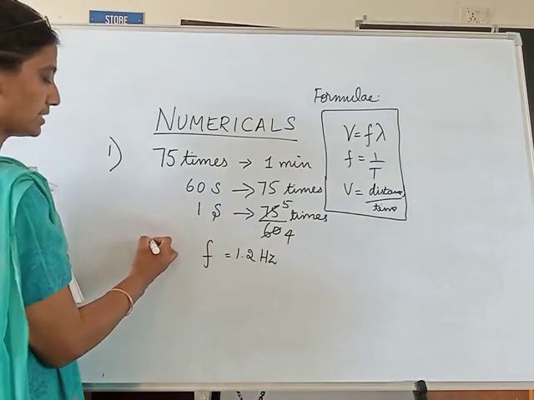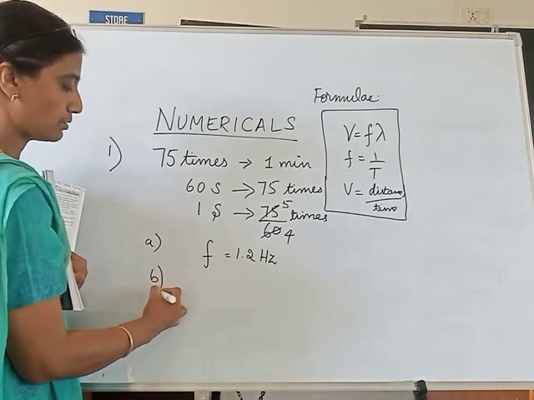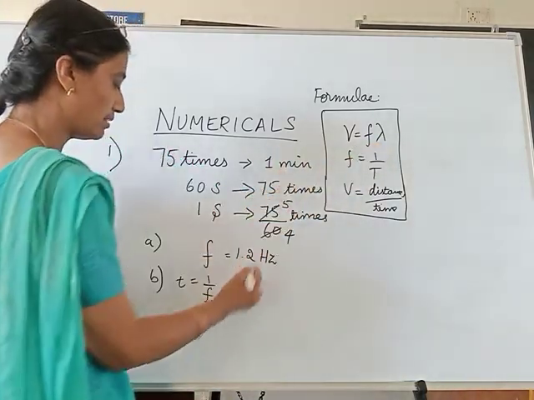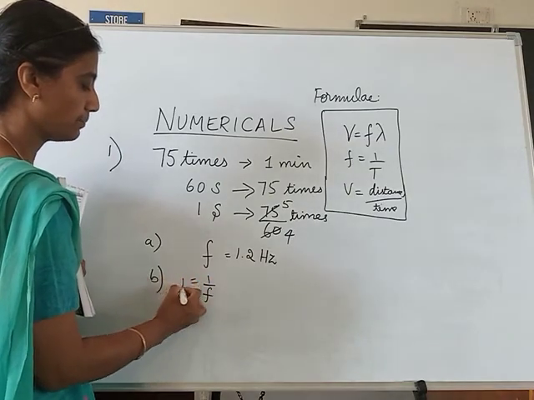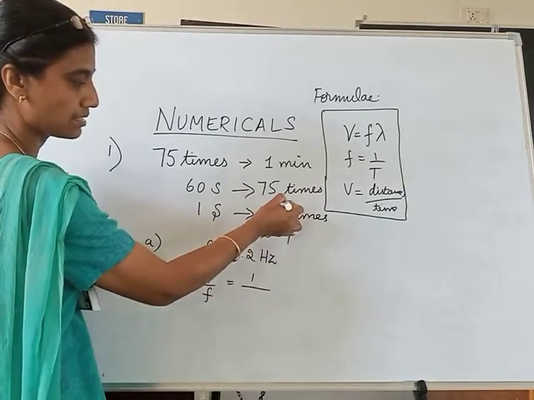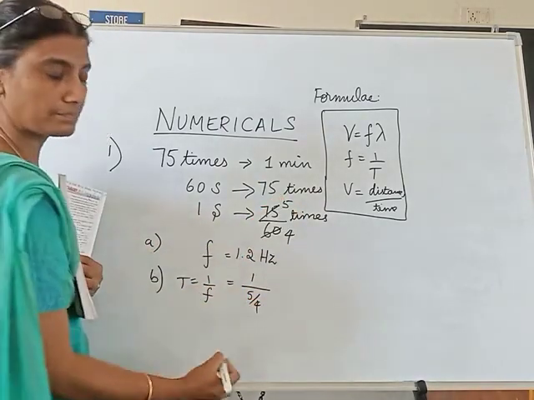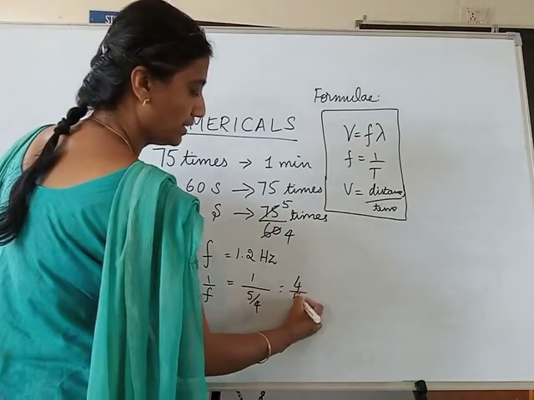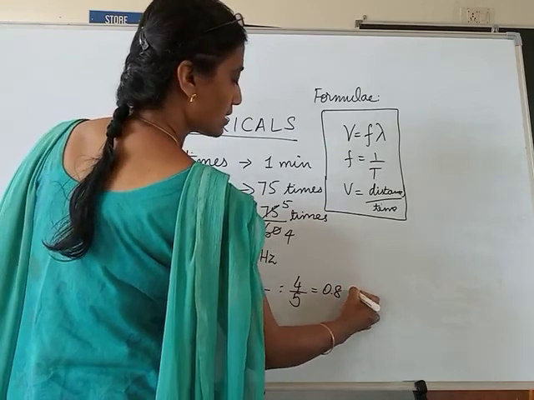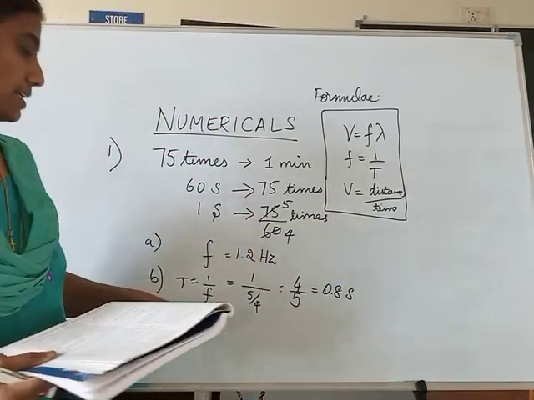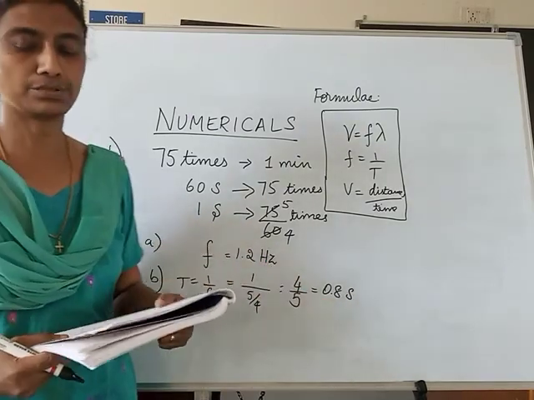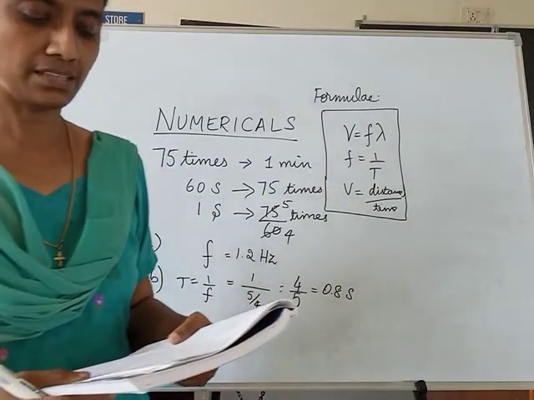And next you have to find the time period. As I told you, time period is 1 upon frequency. So 1 by 1.2, or you can write this 5 by 4. So it will become 4 by 5, which is equal to 0.8 seconds. So time period is 0.8 seconds. Frequency is 1.2 hertz. I hope you are clear with this numerical, children.